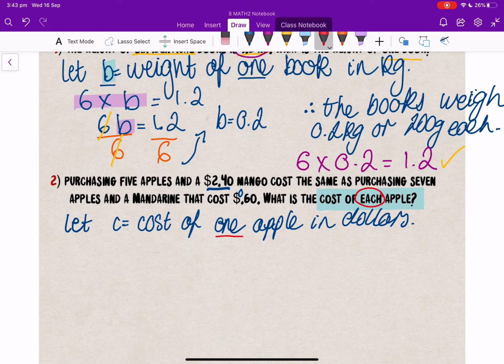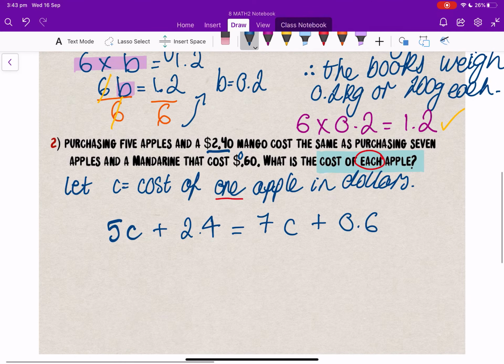Now we are going to set up an equation. Okay, so it says 5 apples, so 5C, 5 times C, plus $2.40, I'm just going to write 2.4, is the same as, so equal to 7 apples, so 7C, okay, C is the cost of apples, plus a mandarin that costs 60 cents. I'm just going to write 0.6.